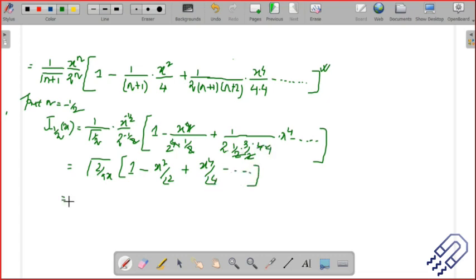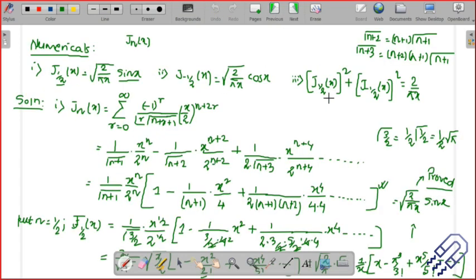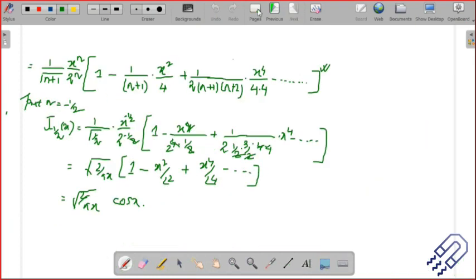So this is a cos series. So this is root over 2 by pi x into cos of x. Okay, the third one I'm not doing it because it's a simple way: square and add both of these and then you should get this. Okay, let's take some more sums.